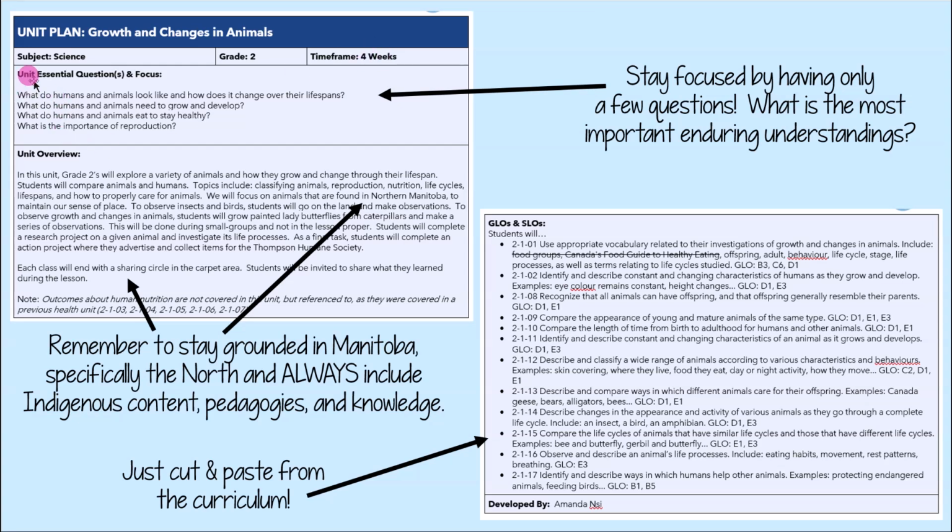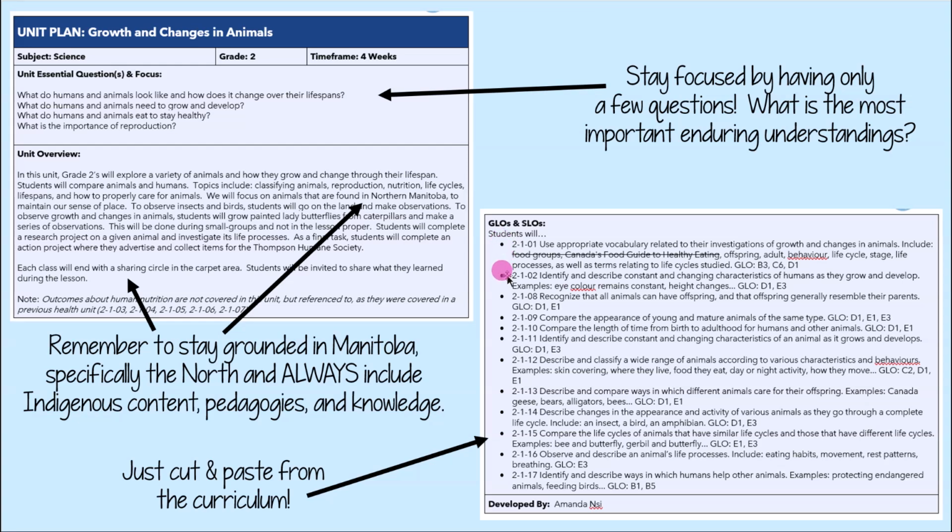I did not fill this out until I was done the next page, but I came back and typed it in. The unit essential questions and the focus. So I just have a series of questions. Okay, over here I have a little note. Stay focused by having only a few questions. What is the most important enduring understandings the students need?